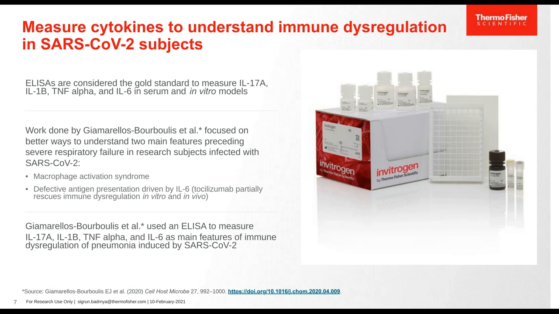So with over 700 targets, Invitrogen ELISA kits are a cornerstone to measure cytokines involved in pro-inflammatory responses, also for SARS-CoV-2 research. In a recent publication as cited here, ELISA kits were used to measure several cytokines, including IL-17A, TNF-alpha, or IL-6, to better understand immune dysregulation of pneumonia induced by SARS-CoV-2.